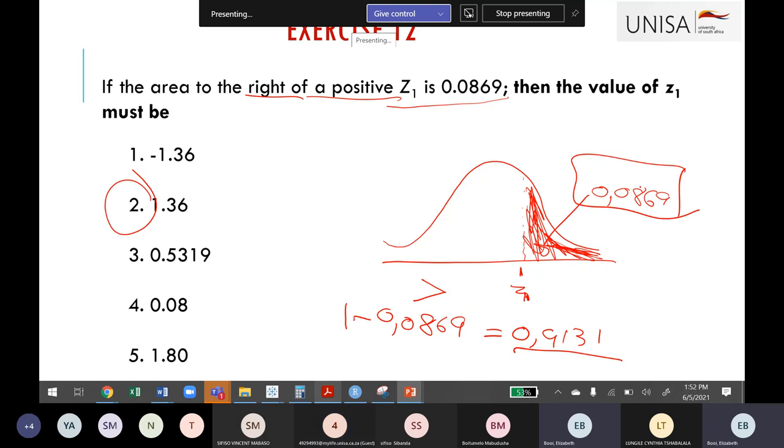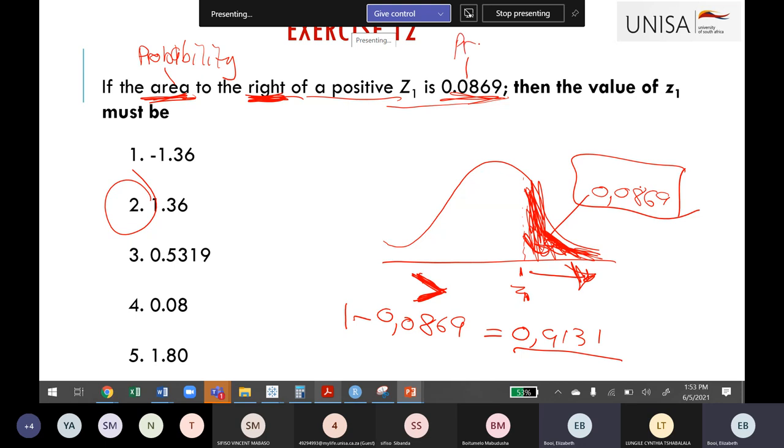So the hint that I used was that they said the area. We know that the area refers to the probabilities underneath the curve. The area is the probability. The other thing they told us is that it is to the right. So therefore it means it's to that side, which is to the right. And when it's to the right, then it means it is a greater than. To the left, it would have been a less than. So to the right is a greater than. So that's one thing that you need to remember there.